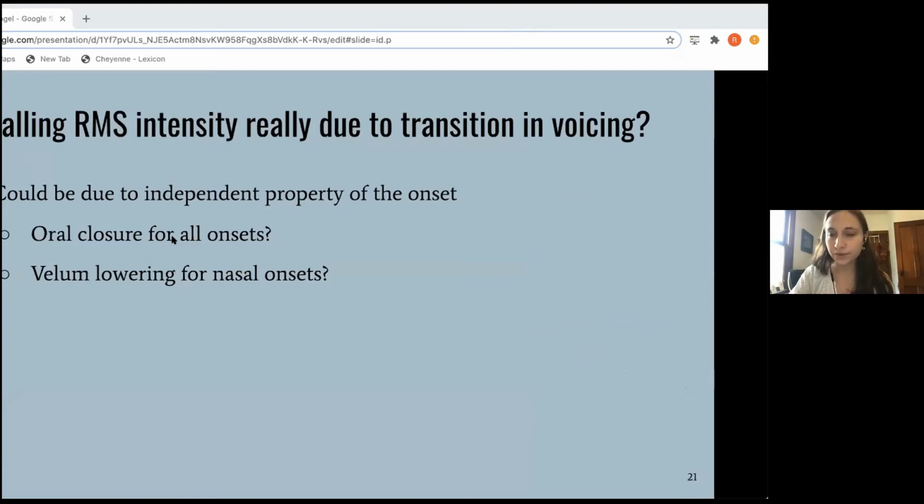I would also like to point out, though, that there's an alternative interpretation of the falling RMS intensity preceding the devoiced vowel, which is that it's actually due to something other than the transition in voicing. So one possibility is that the falling RMS intensity is actually due to independent properties of the onsets. This could be the oral closure or constriction for all of the onsets, or the velum lowering for the nasal onsets, since in the word that we've just looked at, the relevant onset is an M.